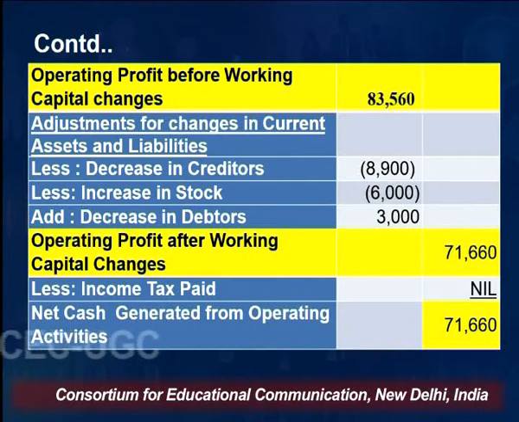So operating profit after working capital changes comes to be 71,660. And in this question, by chance there is no mention of income tax payment. So if there is no mention, we will not show any value. We have shown income tax paid to be nil, and since the value is positive, we can write that it is net cash generated from operating activities, which comes to be 71,660. So this is my net cash generated from operating activity. In this way we have completed the first segment of our statement of cash flow.